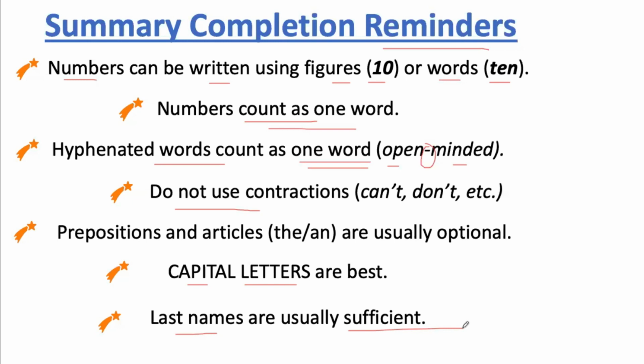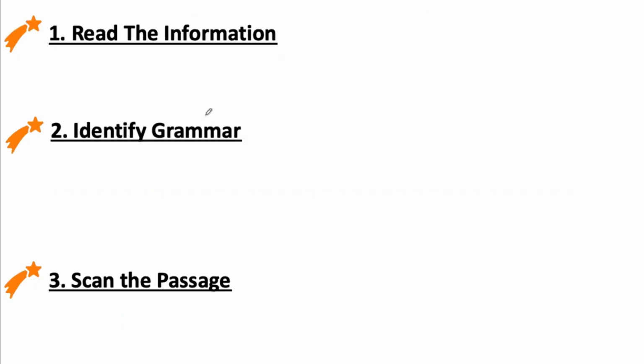Again, we won't directly use these today in our example with a word bank, but always keep these in mind. Let's go to our guide. Now, for our first step, it should not be surprising that we're going to read the information. This is the first thing. By information, I mean the summary, so not the passage, but the summary, and we're also going to understand the words that we have in our word bank.